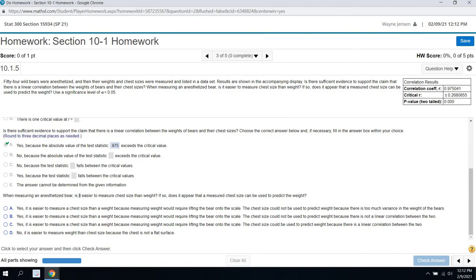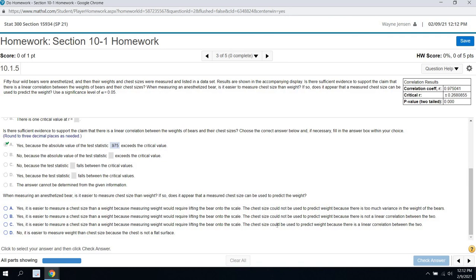When measuring an S size bear, is it easier to measure the chest size? Of course it is, than to get that bear on some kind of scale. It'd be way easier to just get a tape around his chest. So yes, it's easier. So it's going to be one of these top three. And then remember what we decided.